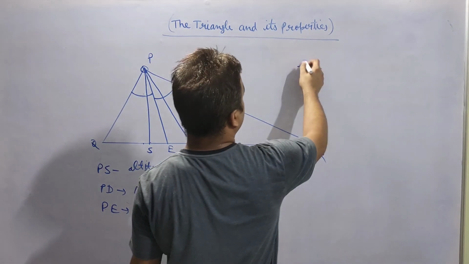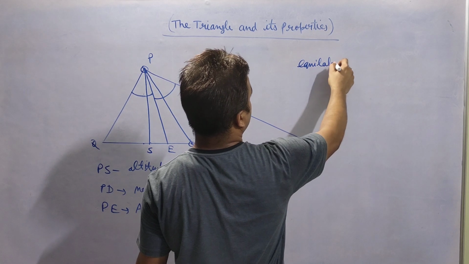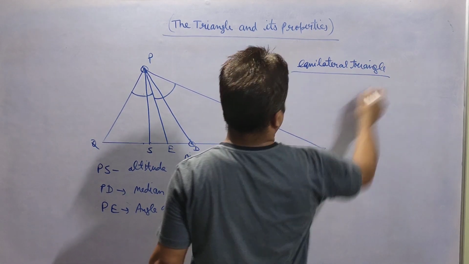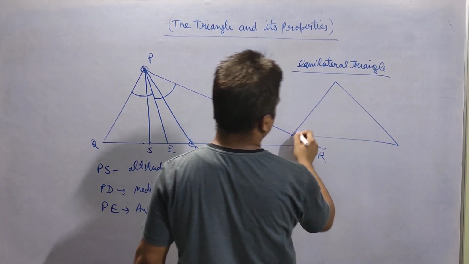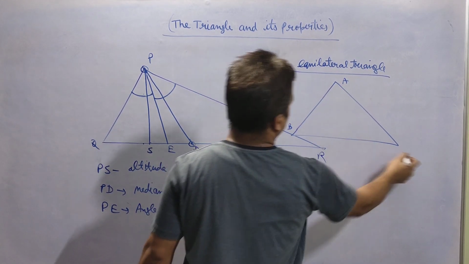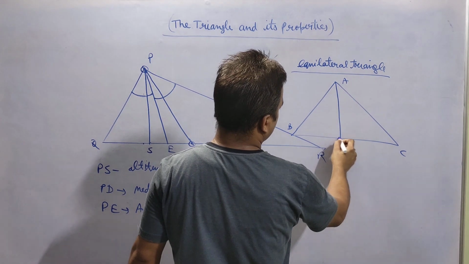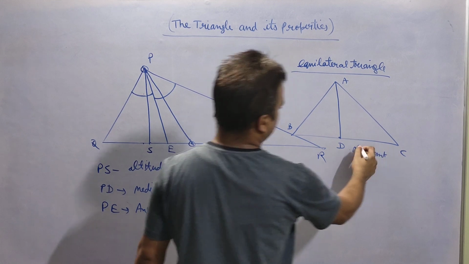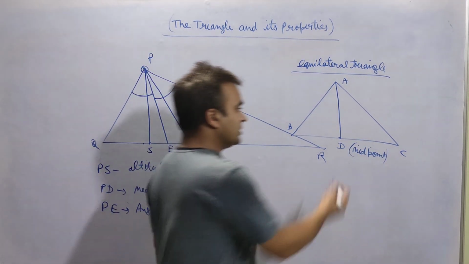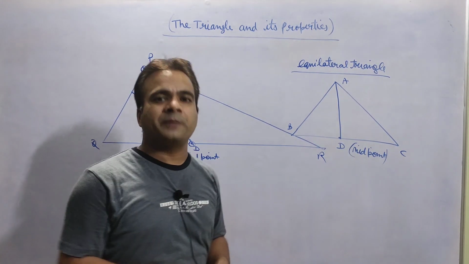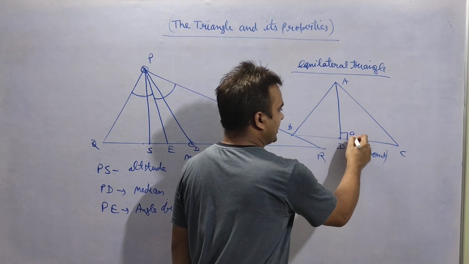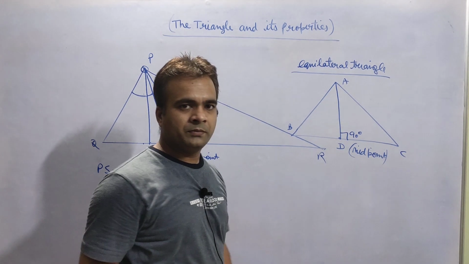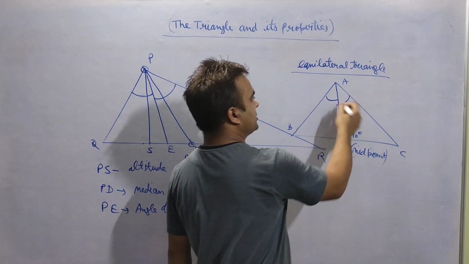Yes, but there is one triangle, the equilateral triangle, where you will see that in an equilateral triangle, if I draw a median, suppose D is a midpoint, you can do it practically also, you will see that it will be 90 degrees. So it means if it is 90 degrees, then it will be an altitude, and you will see that this angle is equal to this angle.